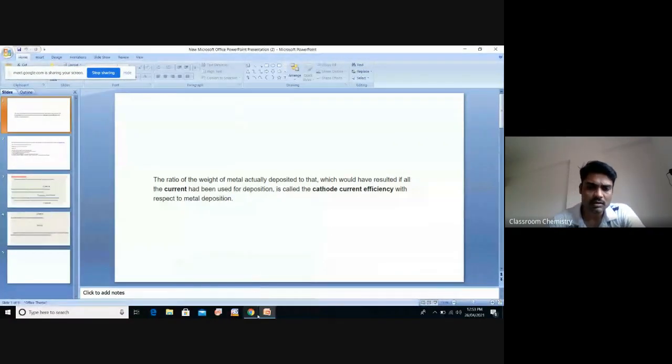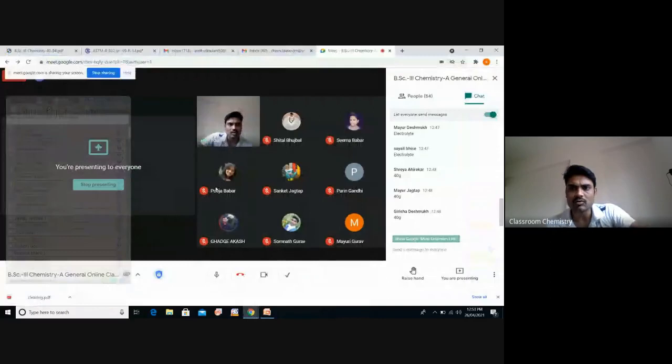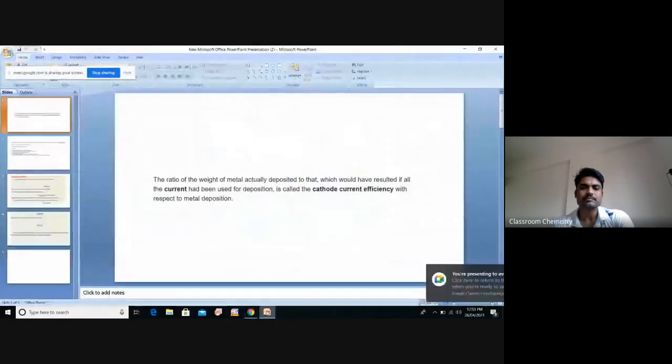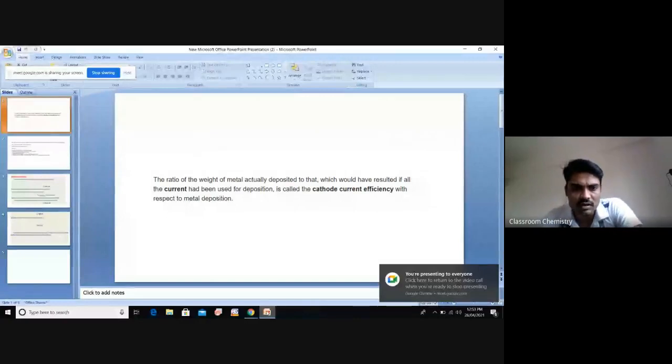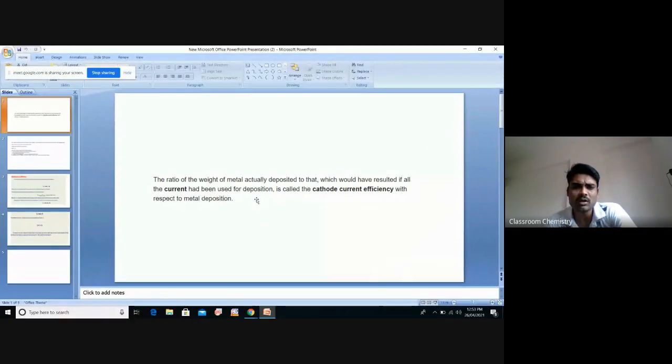Now see here, this new concept regarding cathode current efficiency, or how to calculate this cathode current efficiency. The ratio of weight of metal actually deposited to that which would have resulted if all the current had been used for deposition is called cathode current efficiency.